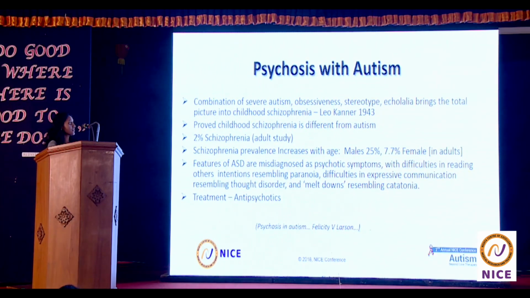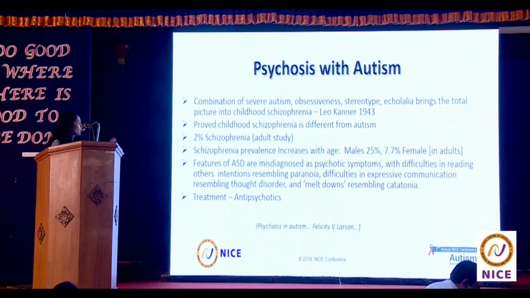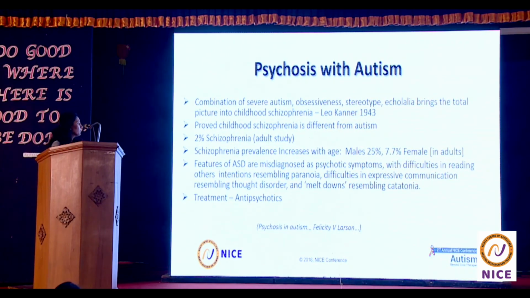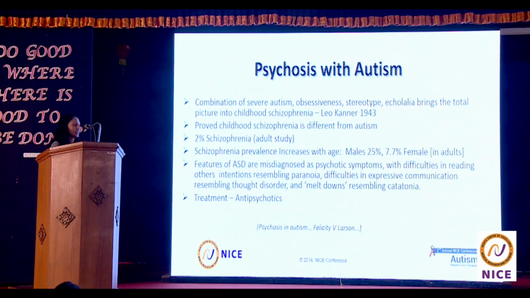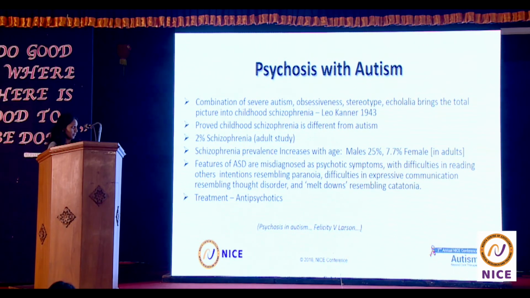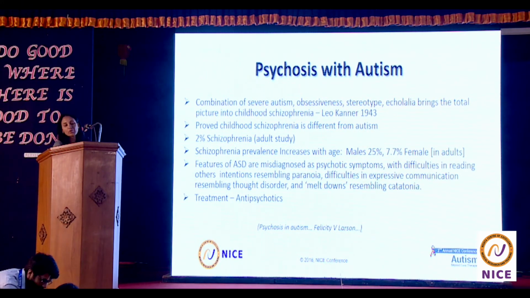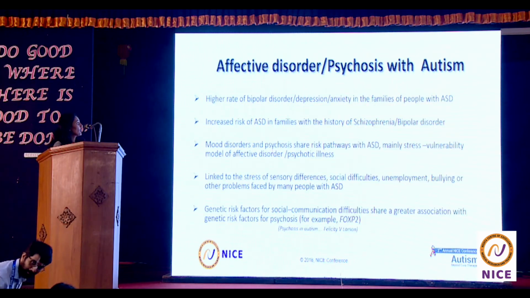The next one is psychosis with autism. Regarding Leo Kanner, it was already mentioned in two other topics, so I'm going to skip it. Some of the symptoms overlap between psychosis and autism. For example, features of ASD are misdiagnosed as psychotic symptoms: difficulties in reading others are interpreted as paranoid ideas, difficulties in expressive communication are interpreted as thought disorder, and meltdowns are interpreted as catatonia. Catatonia is a type of schizophrenia, where simply they go mute. So the treatment is antipsychotics.